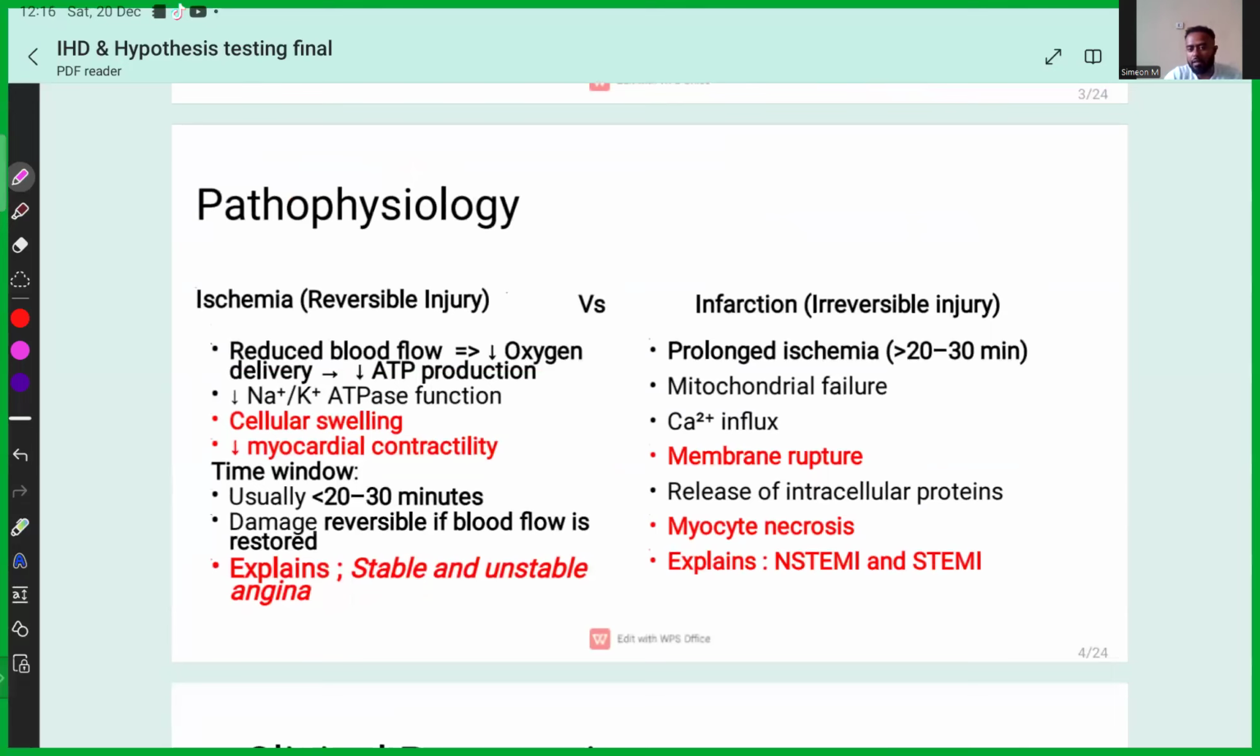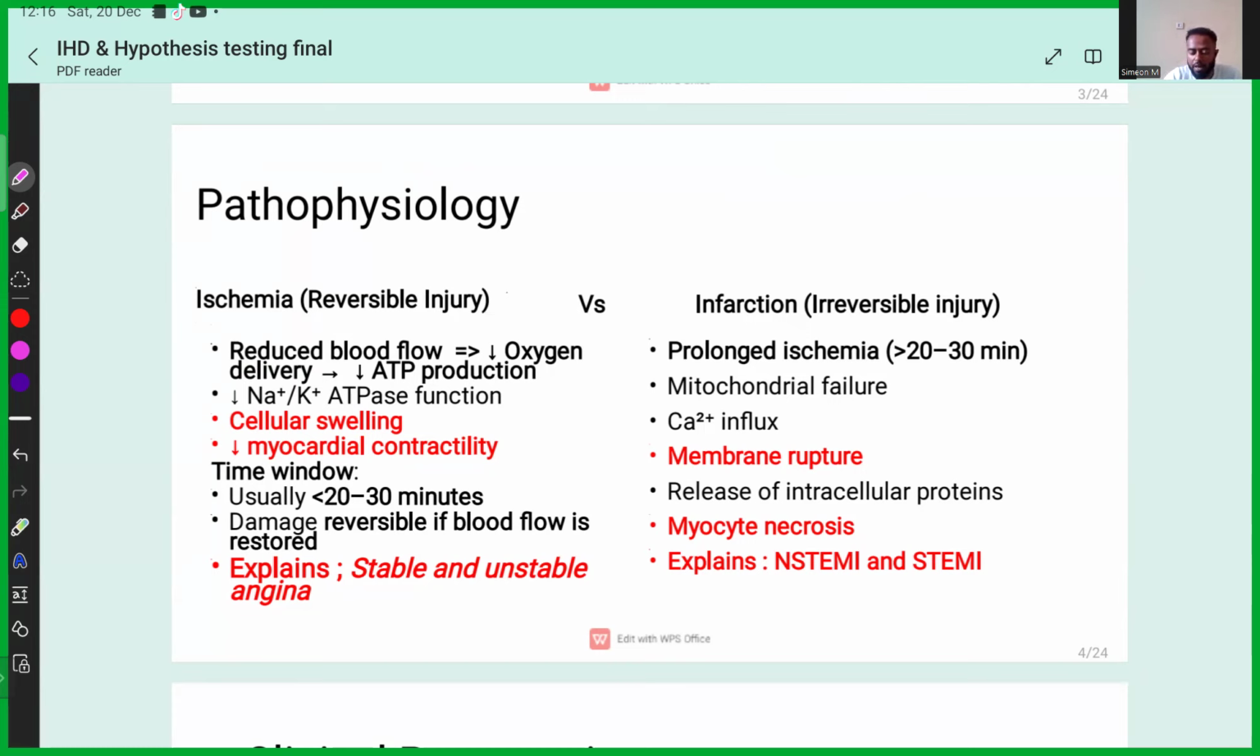To really understand the pathophysiology, first let's understand ischemia and infarction and their differences. Ischemia is due to reversible cellular injury, and infarction is due to irreversible injury. Ischemia results in cellular swelling and decreased contractility. Infarction results from membrane rupture, which results in release of intracellular proteins. Ischemia is reversible if the blood flow is restored within 20 minutes, and infarction is due to prolonged ischemia, which results in myocardial necrosis.